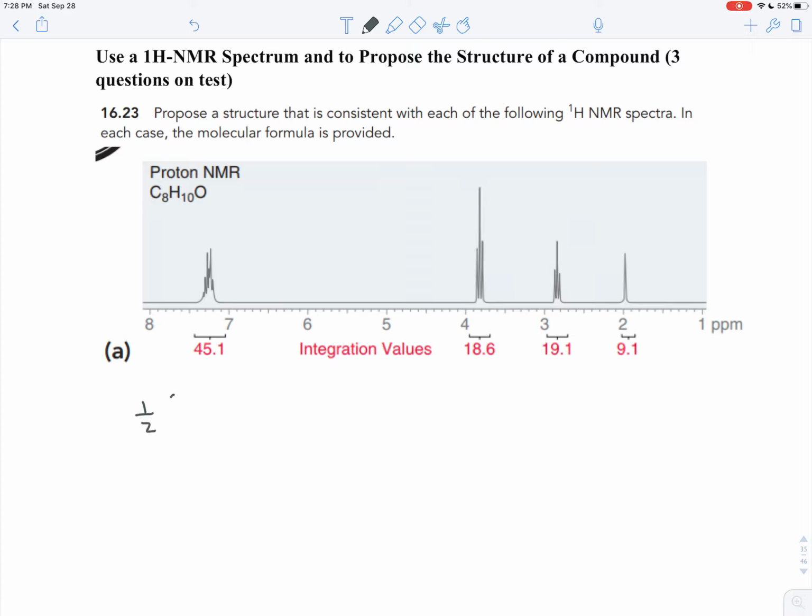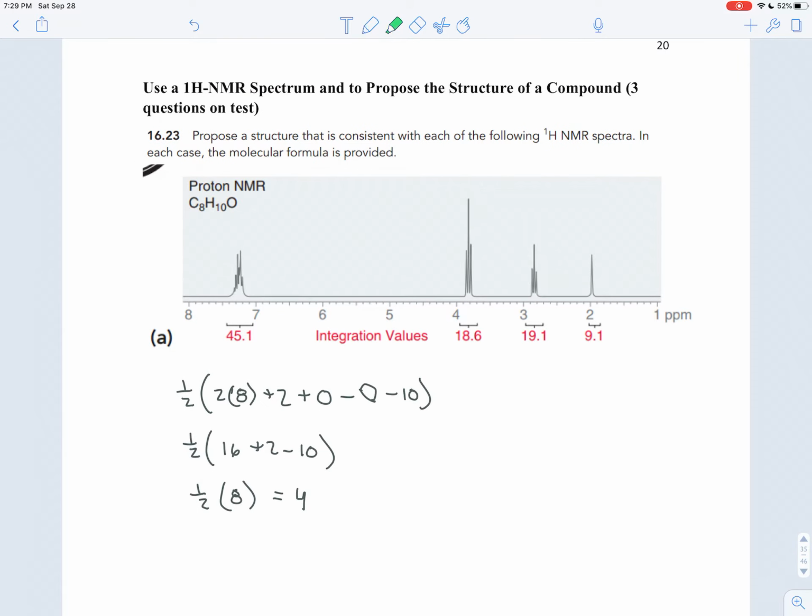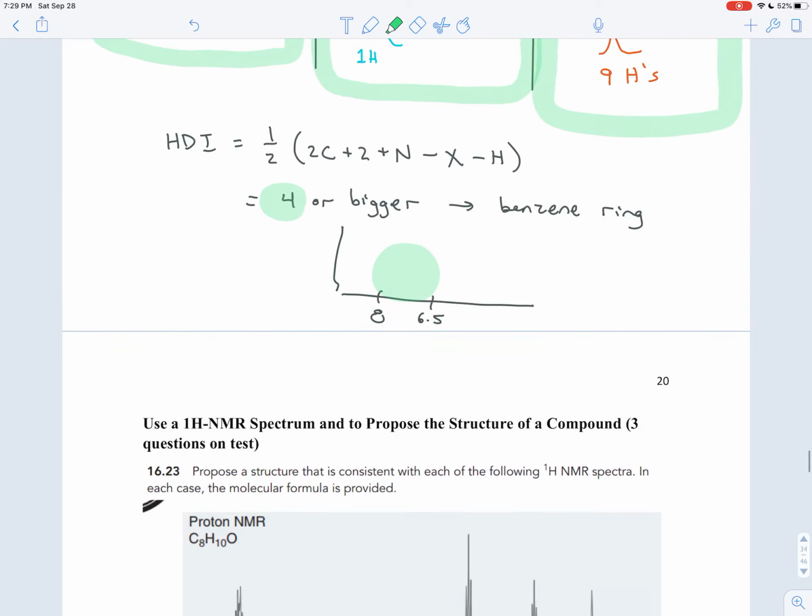So it's 1/2 times 2 times the number of carbons, so 2 times, we have 8 carbons here, plus 2, plus the number of nitrogens, which is 0, minus the number of halogens, which is 0, minus the number of hydrogens, which here is 10. So that's going to be 1/2 of 16 plus 2 minus 10, so that's 1/2 of 8, which is 4. Okay, so we already see our first one of those patterns that we were looking at before. If you ever have a hydrogen deficiency index of 4 or bigger, you should think benzene ring.